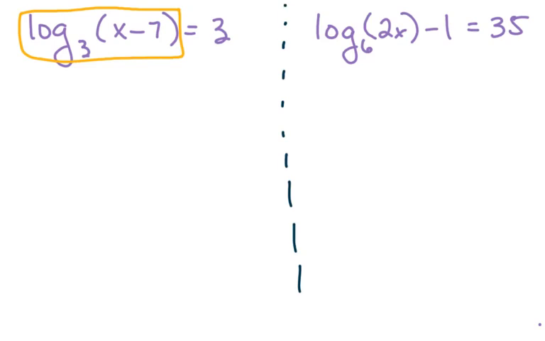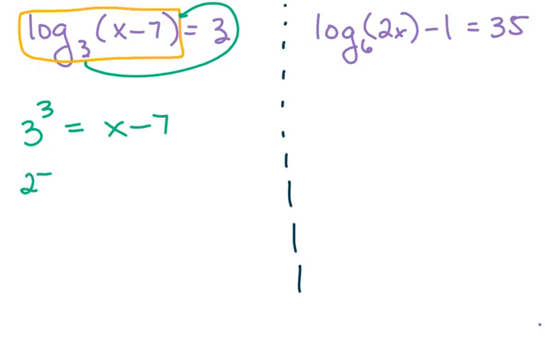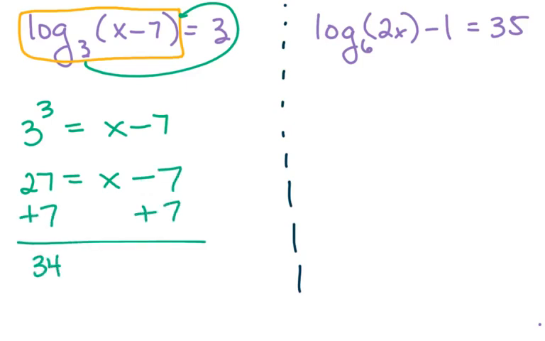So hopefully the gears are turning and you're thinking, let's just do the circle pattern again. If we do that, we get 3 cubed equals x minus 7. And that is absolutely an equation that I can solve, because I know what 3 cubed is. It's 27. And then I would add 7 to both sides and get 34 equals x. So log base 3 of 34 minus 7 equals 3.